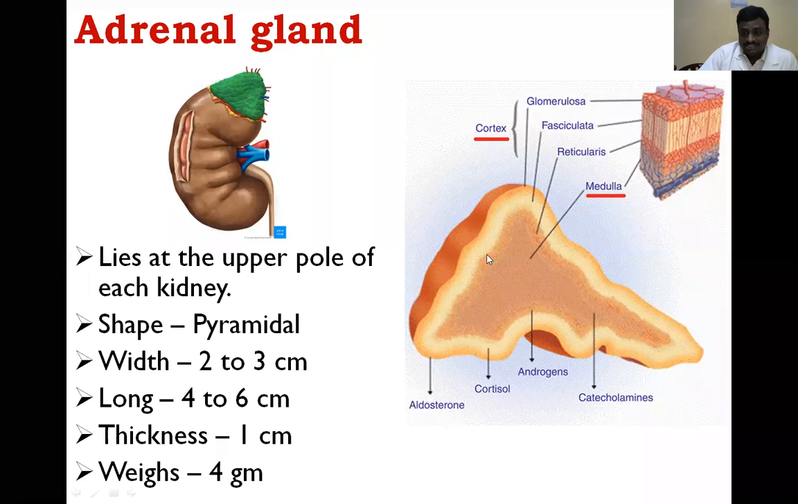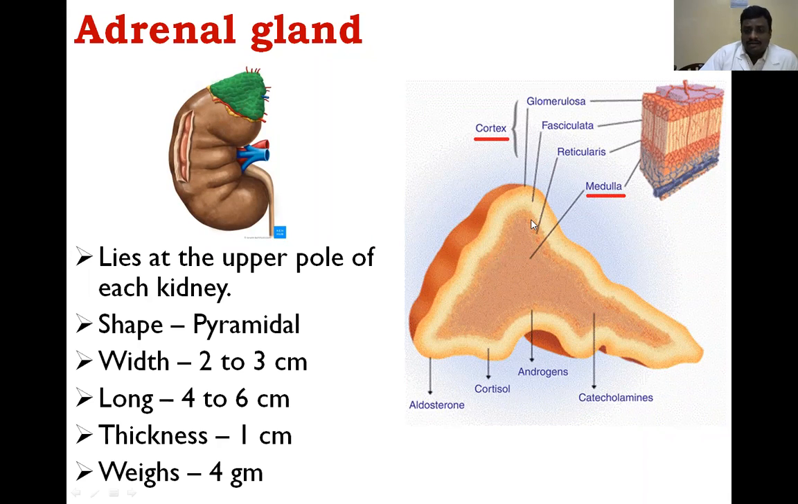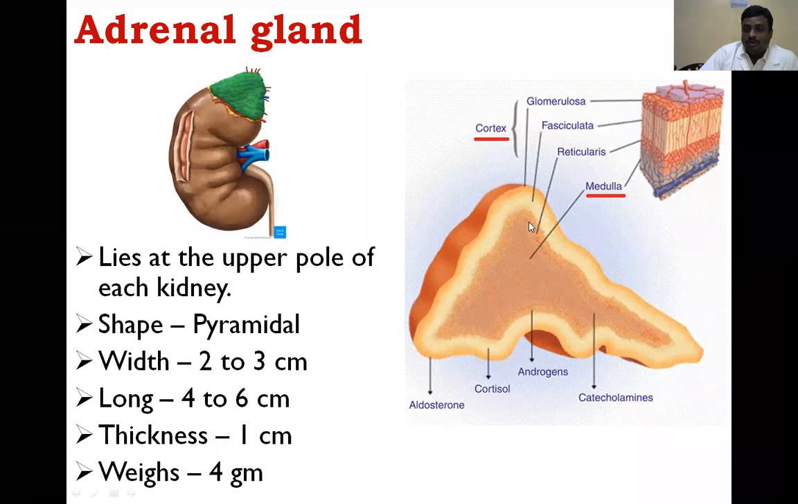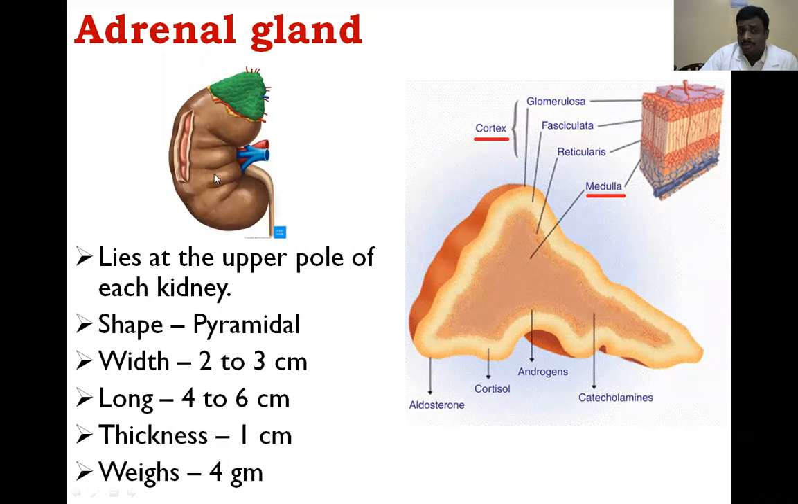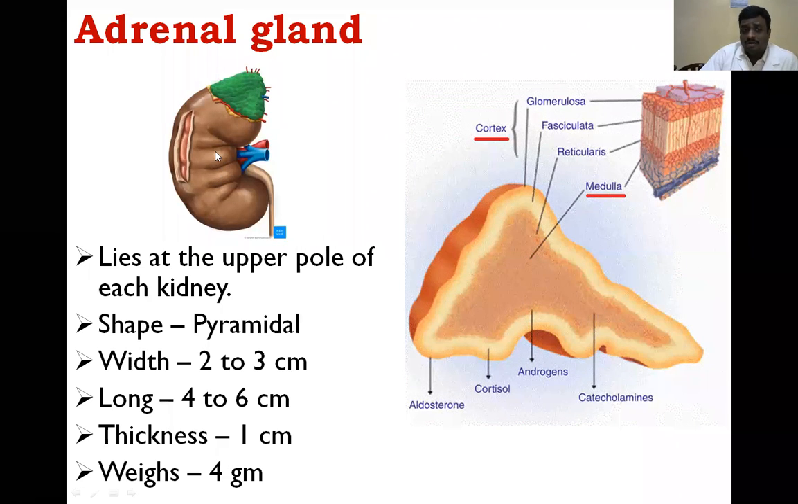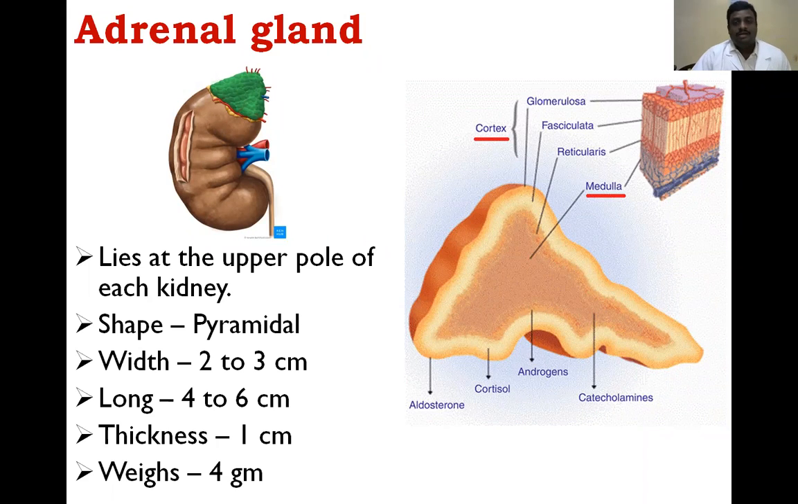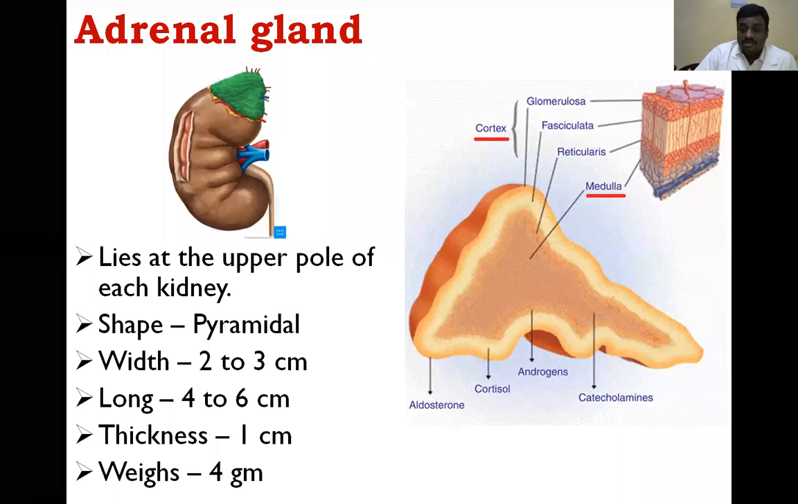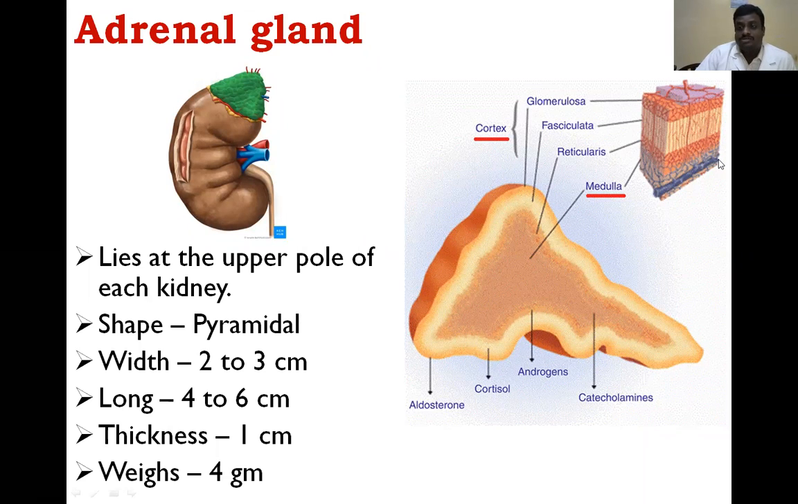In cross section, the adrenal gland, like the kidney, also has two parts: cortex part and medulla part. But in the kidney, the cortex and medulla are completely occupied by nephrons. Here in the adrenal gland, it has different types of cells, and those different types of cells produce different hormones.